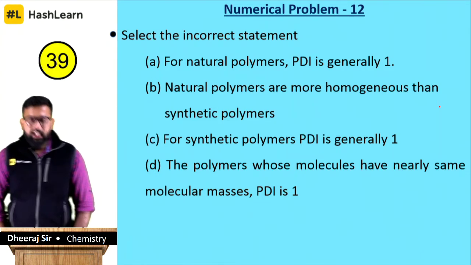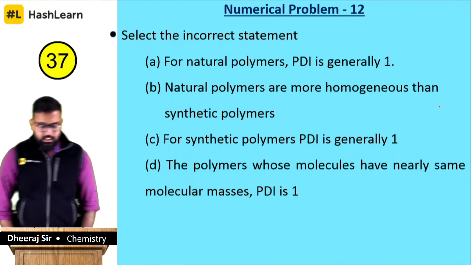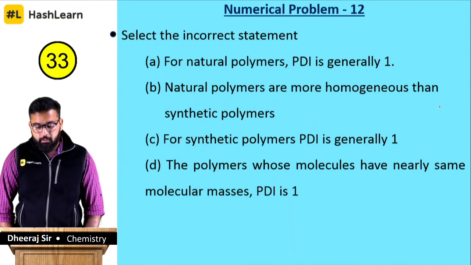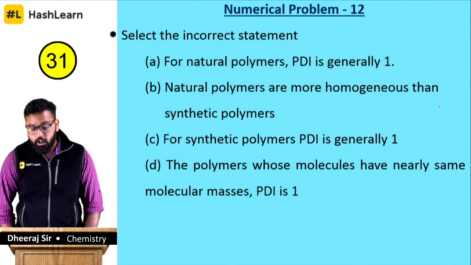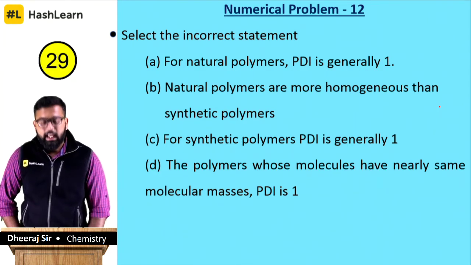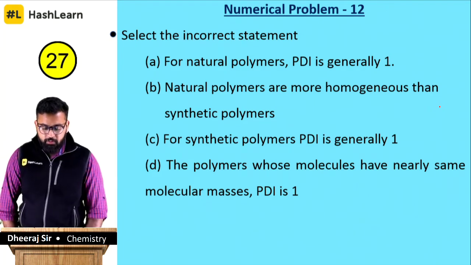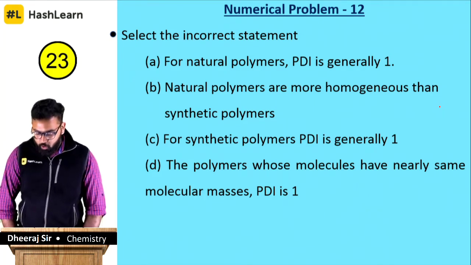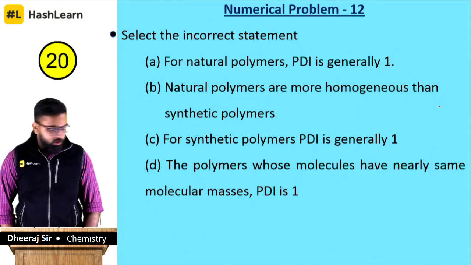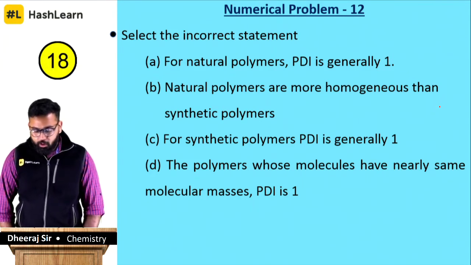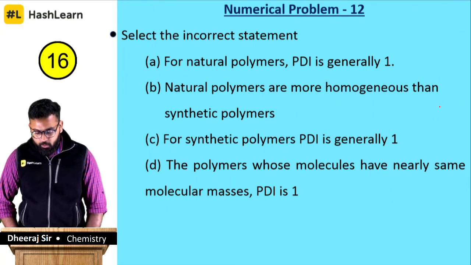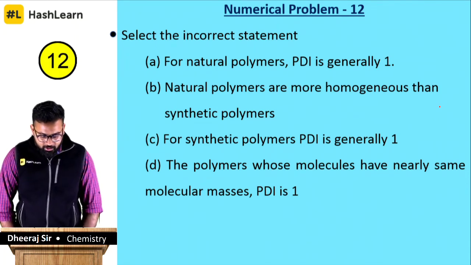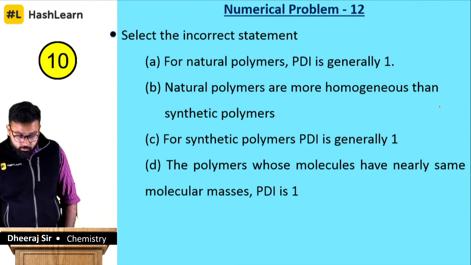Select the incorrect statement. That's problem number 12 for you guys. Select the incorrect statement. For natural polymers, PDI. PDI stands for polydispersity index. For natural polymers, PDI is generally 1. Natural polymers are more homogeneous than synthetic polymers. For synthetic polymers, PDI is generally 1. The polymers whose molecules have nearly same molecular mass, PDI is 1.